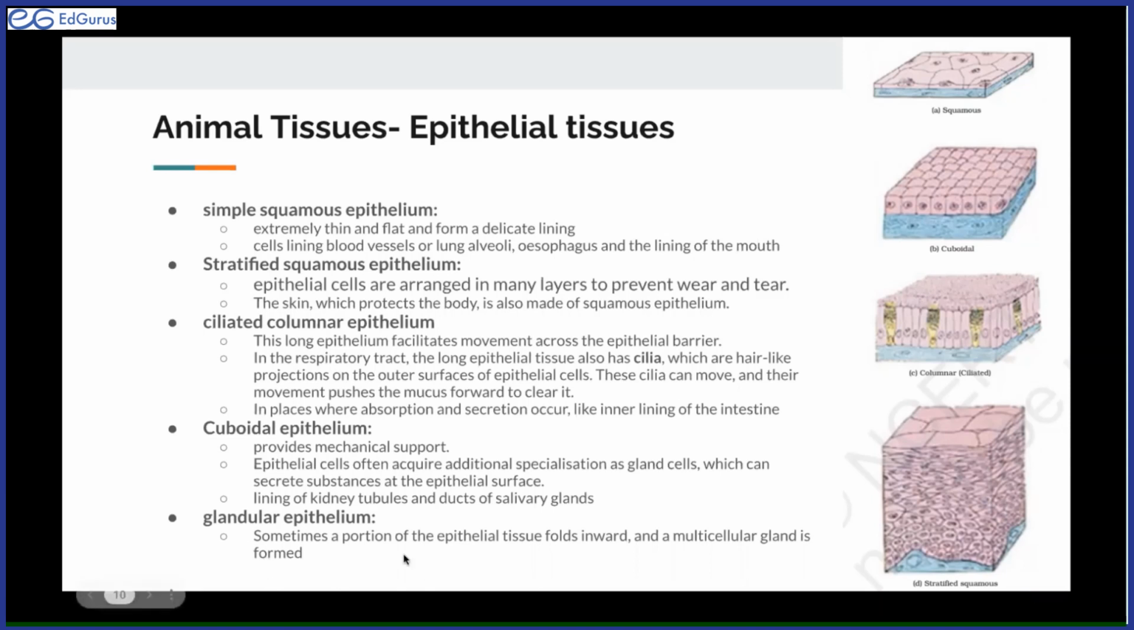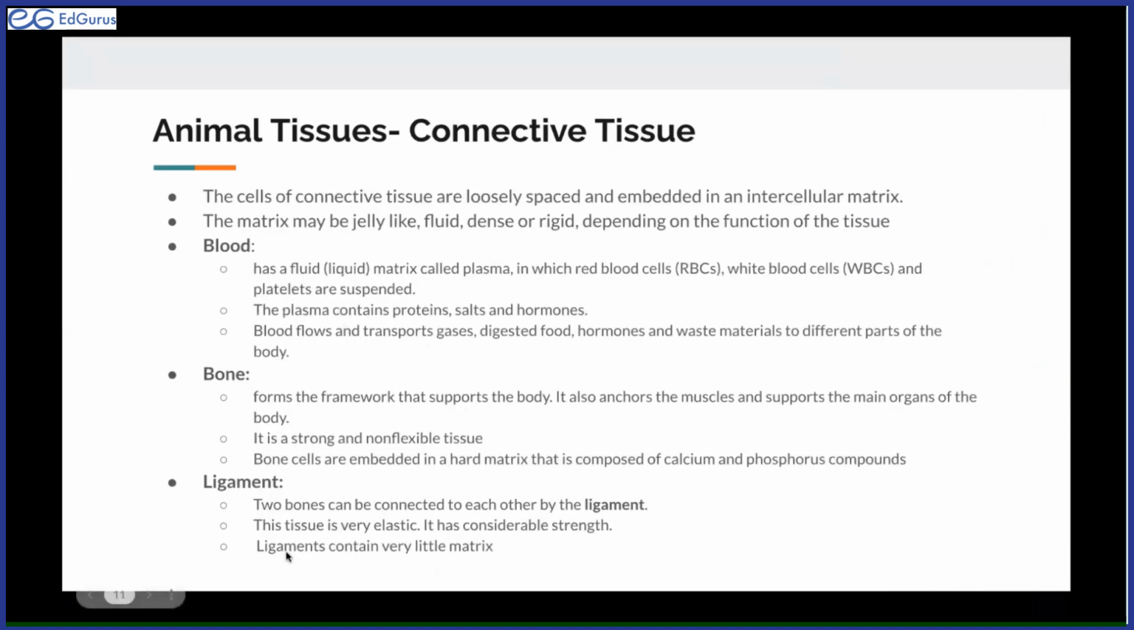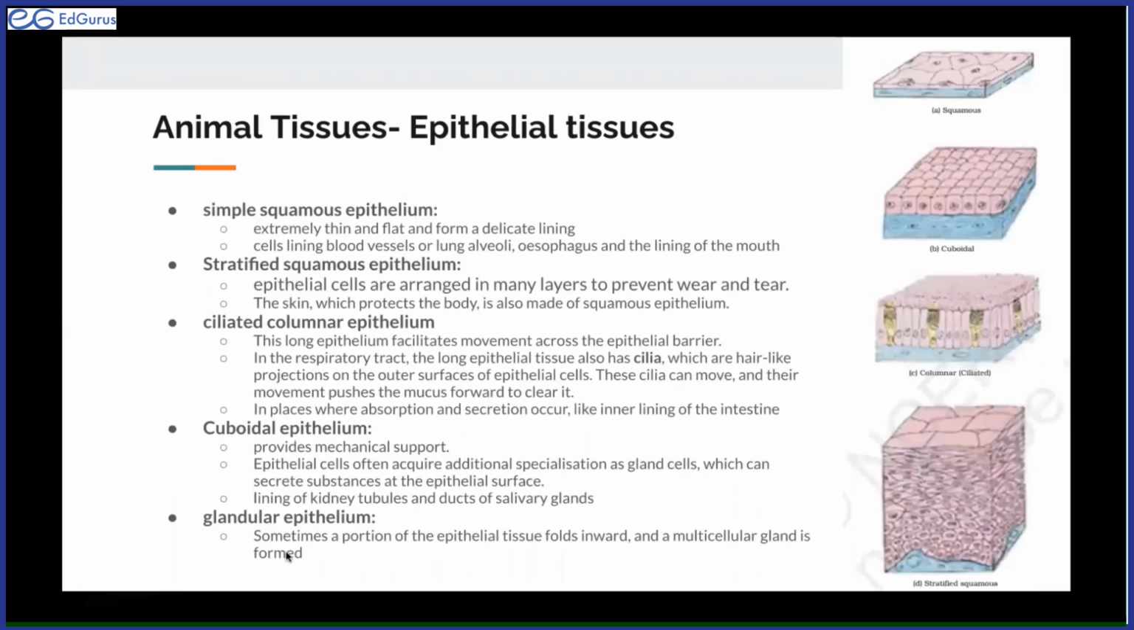So this is just an extra definition. These are the 4 most important ones. And this is just extra, that what happens when a portion of the epithelial tissue folds inwards? The glandular epithelium is formed. Now, do we have any questions about epithelial tissues so far?